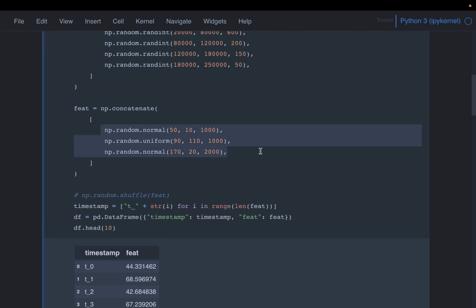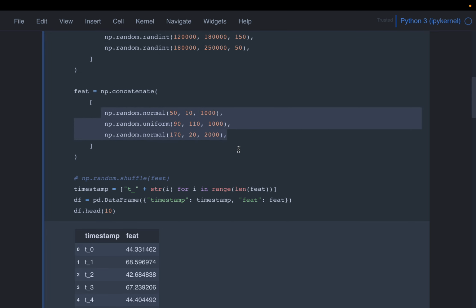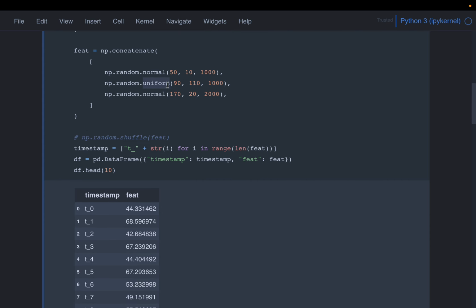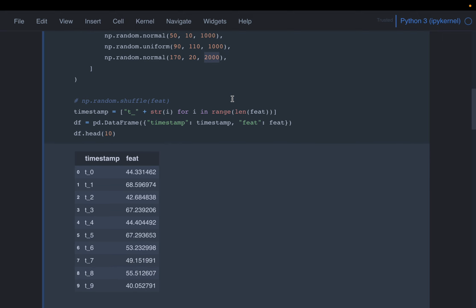So let's generate some data to test this algorithm. Again, here we are generating the data from 3 distributions. This time we are using a uniform distribution as well. In the previous video we saw all 3 normal distributions. Here we have a uniform distribution between 90 and 110 in the middle, and for the third normal distribution we have more data points. We have 2000 data points here, right?